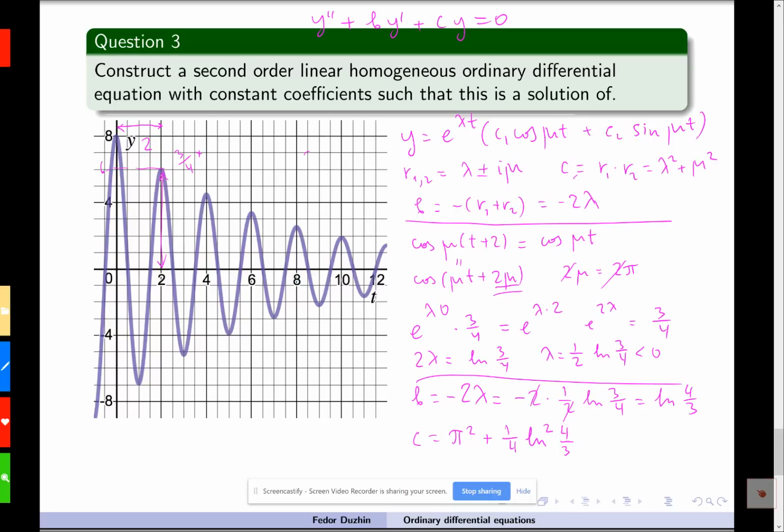Okay, so this is basically the final answer. If you want, we can write it as y double prime plus b, which is ln 4/3, times y prime plus pi square plus 1/4 ln square of 4/3, everything times y, equals 0. So this is the final answer.